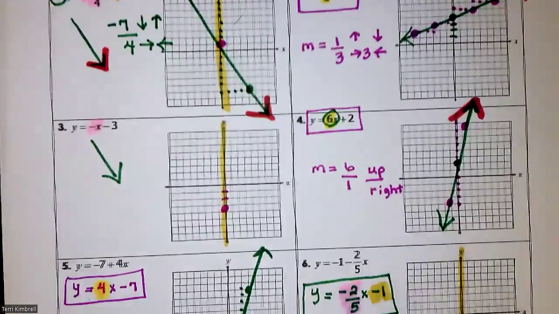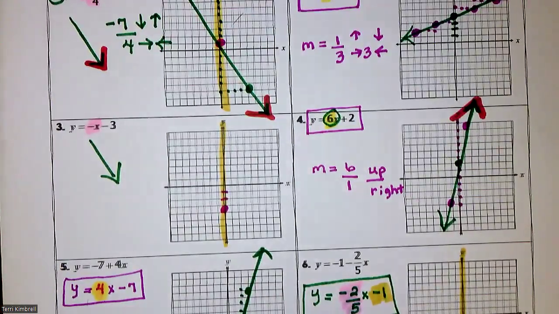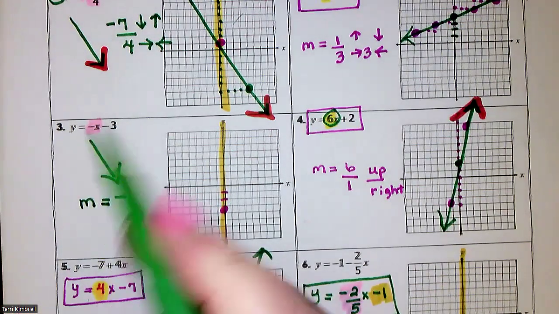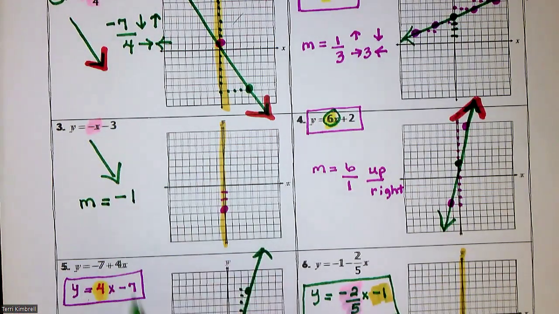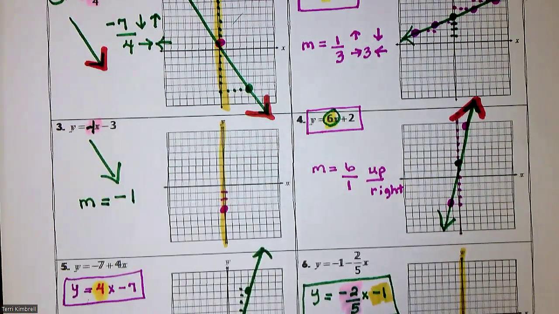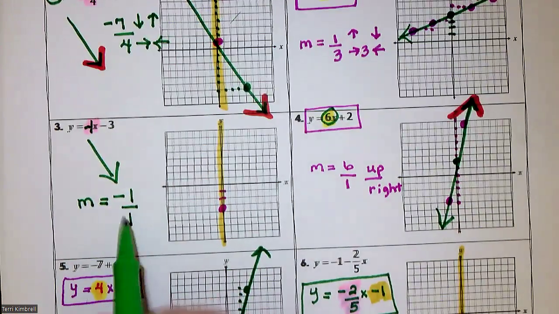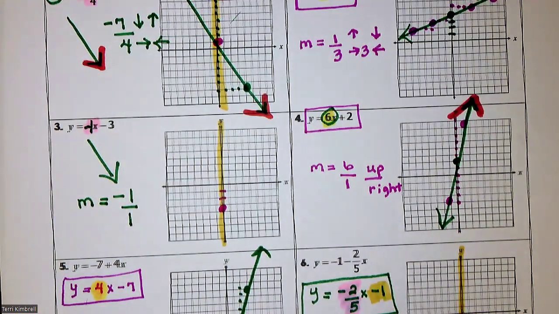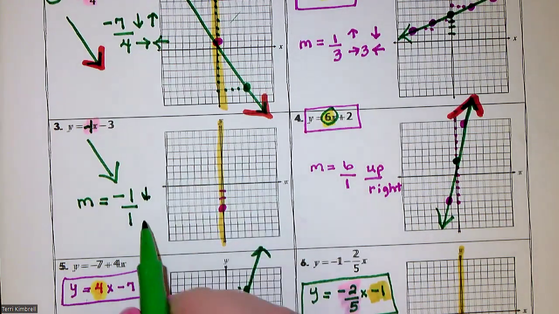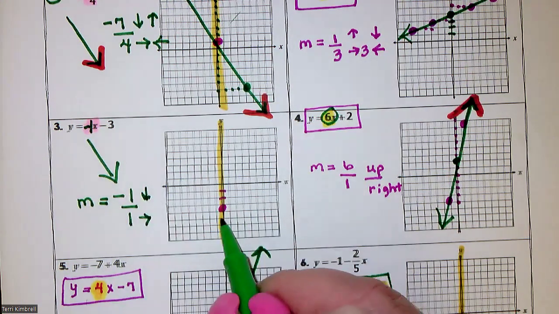Okay, looking at number 3. Sometimes we forget that when we have a negative here, that's really a -1 because he's hiding. He's imaginary. Okay, so there's really a -1 there. And remember, we have to make the slope a fraction, so we put a 1 under it. So from this point, I'm going to go down 1 and right 1.